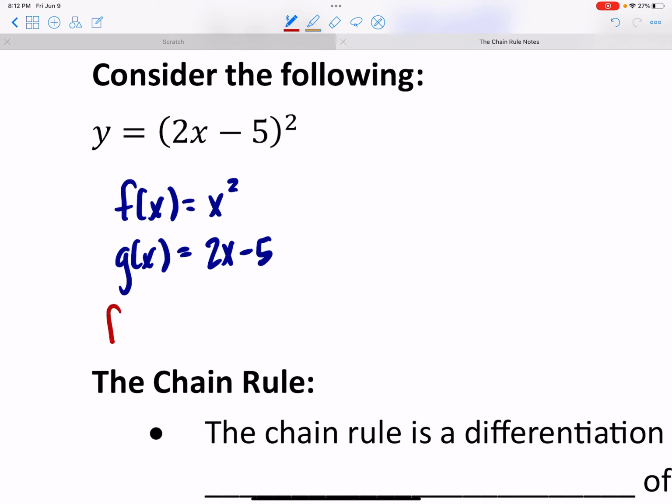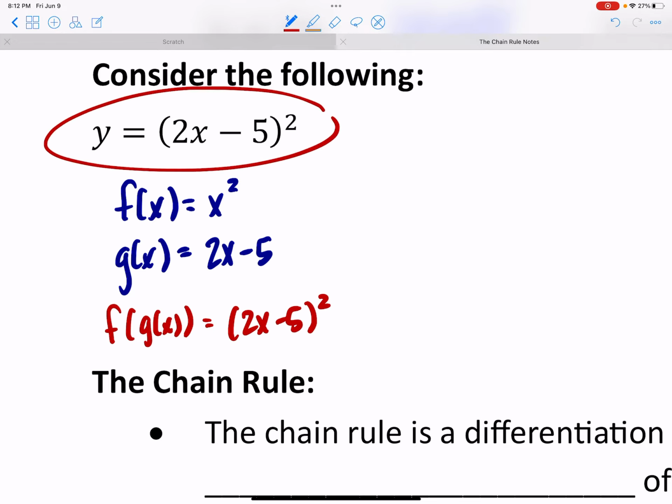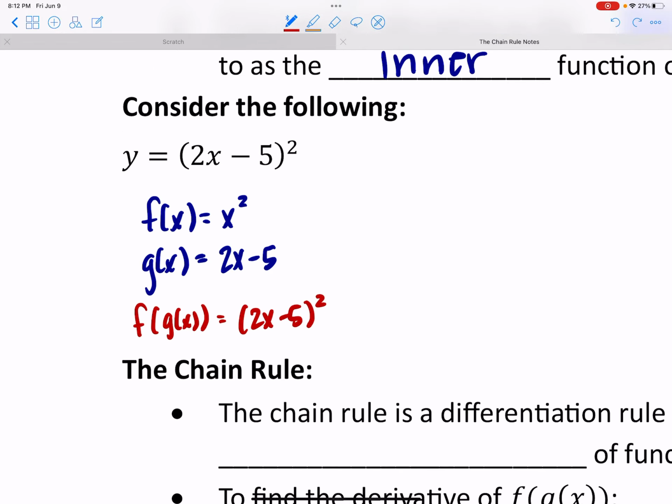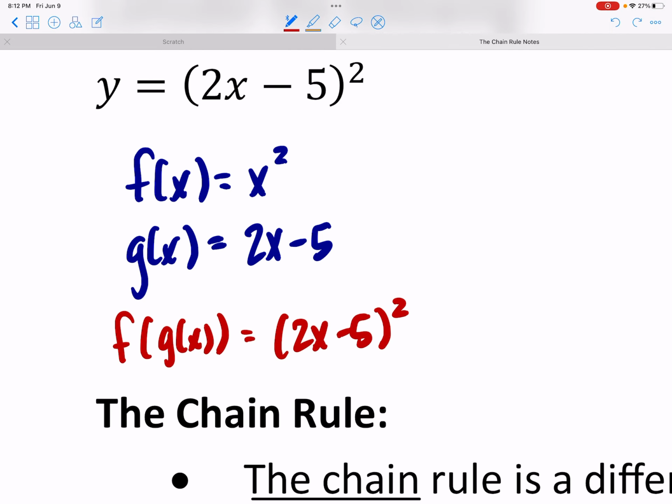So that again, if I was to find f of g of x, if I was to take this linear function and plug it into my squaring function, then instead of x squared, I would have 2x minus 5 squared, which is exactly what we have here. Okay, so the composition of two functions. And then the chain rule is going to be a rule that we can use to differentiate.